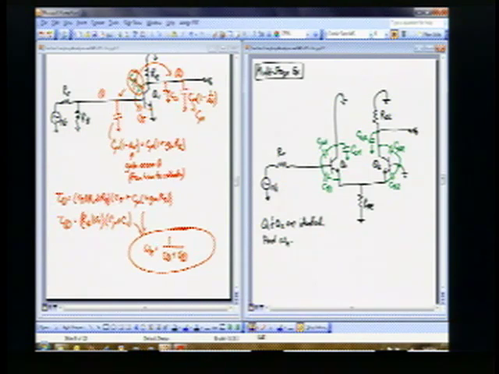And so I'm going to identify my nodes. So that's node 1. We call this node 2. And this output node I'll call node 3. And so I want to handle each capacitor one at a time. And so node 1, this is a simple node here.